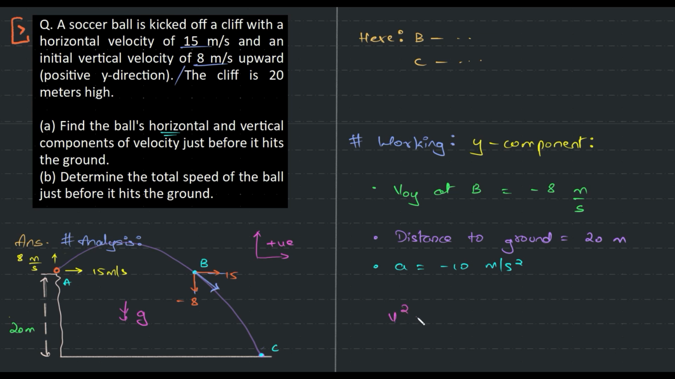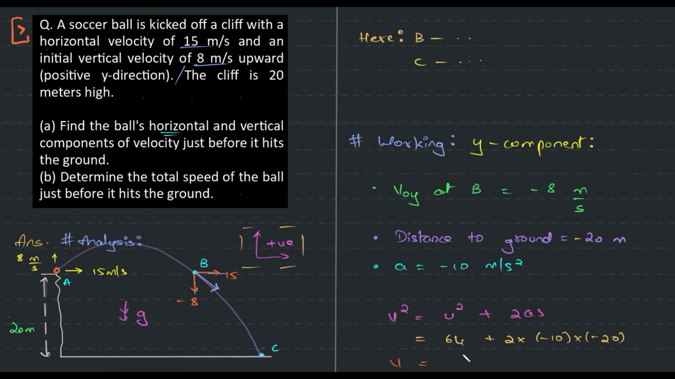v squared is equal to u squared plus 2as. This works for me. And s is minus, by the way, because it's pointing downwards. u is 8, 8 squared is 64, minus 2 into minus 20. Minus because if this is the origin, I'm pointing downwards, and down according to our sign convention is negative. So all this will work out to positive. So v is equal to the root of 64 plus 400, 464.